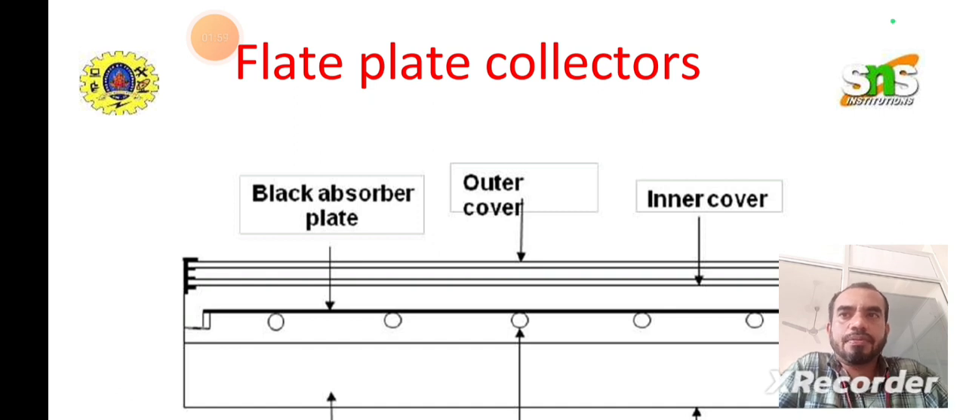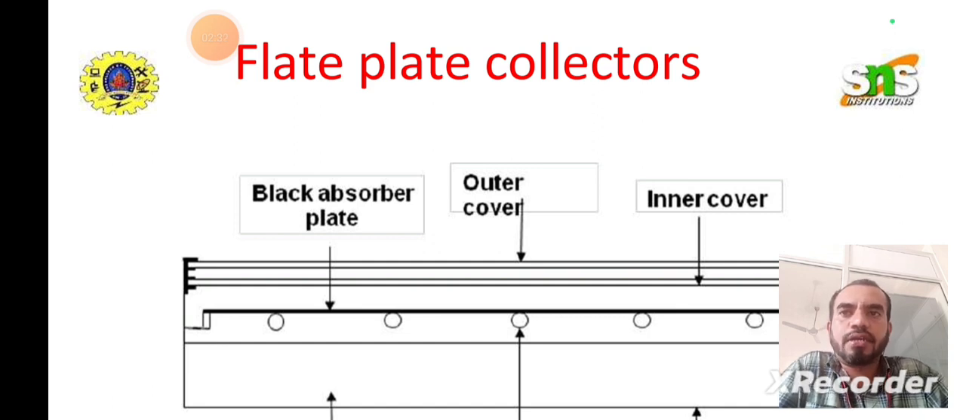There are the flat plate collectors and the concentrating, focusing collectors. The flat plate collector is also known as the non-concentrating collector. Solar collectors may be classified according to their collecting characteristics, the way in which they are mounted, and the type of transfer fluid they employ. The first subdivision we are going to see is collecting characteristics.